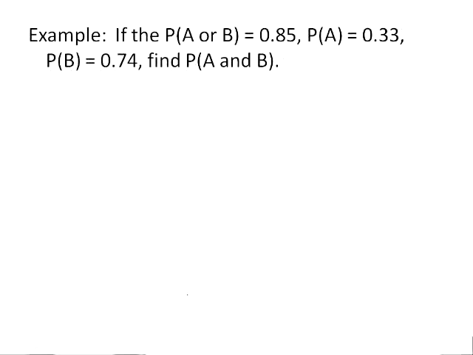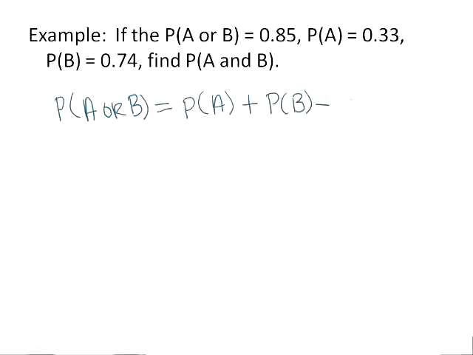Now let's look at an example where we're actually working from the formula for the probability of the union of two events. So let me go ahead and write that formula down to remind us what it looks like. So the probability of A or B is equal to the probability of A plus the probability of B minus the probability of A and B. So we're going to fill in what we know and solve for the unknown.